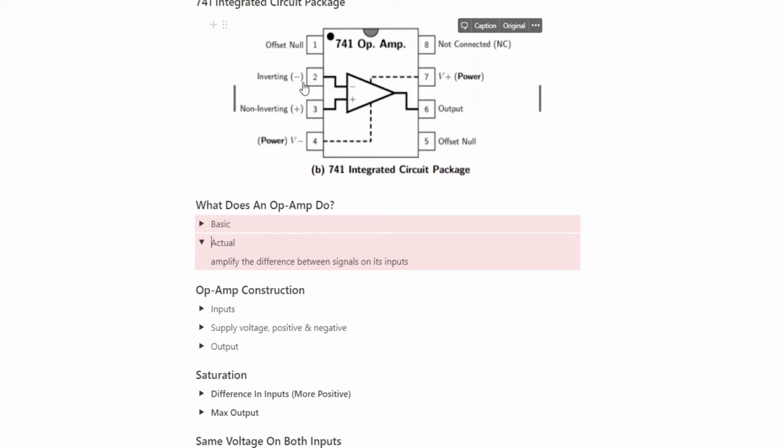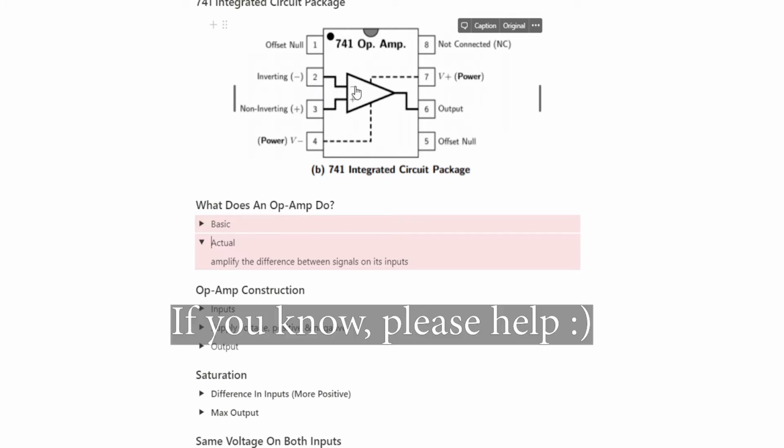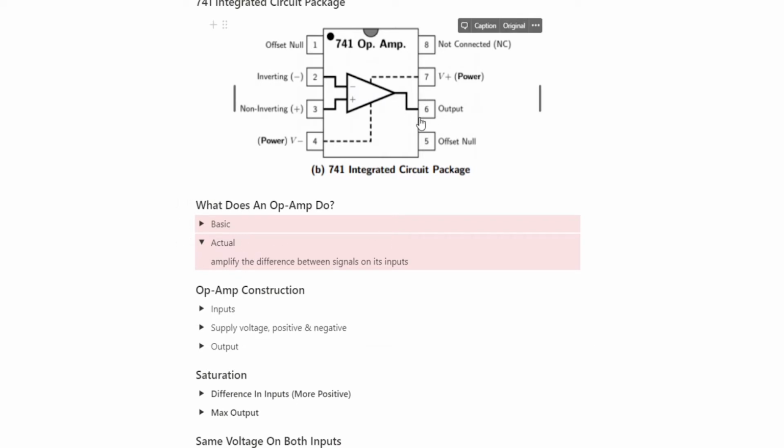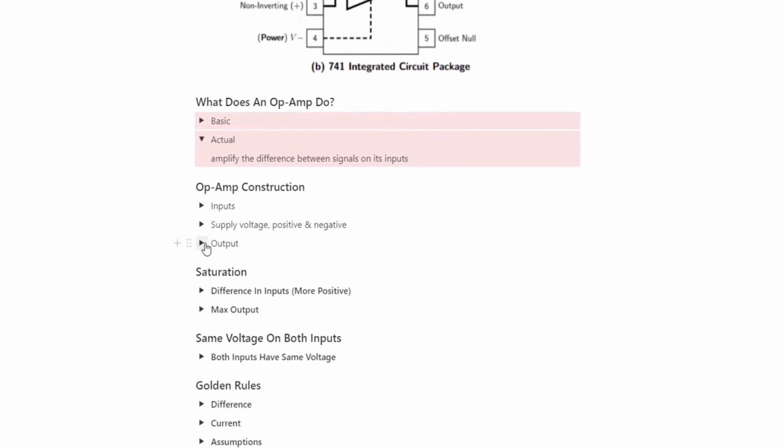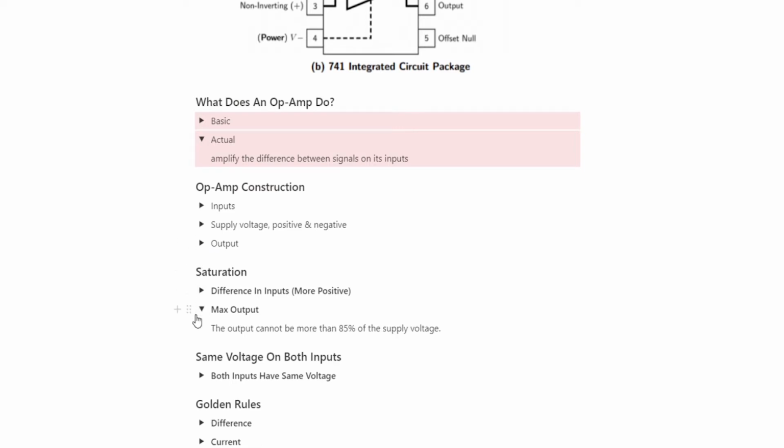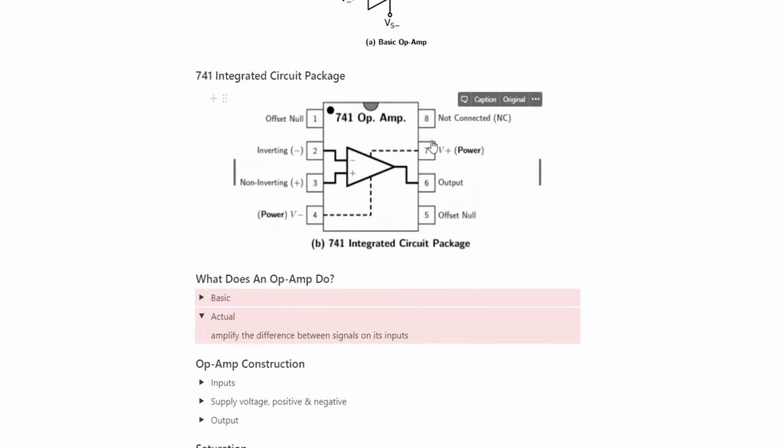Let's say the first is the case, 6 volts here and minus 6 volts here. That would mean you've got 12 volts between them. Okay, and then it amplifies that 12 volts to its output. But I know it can only output a maximum of 85%. The output cannot be more than 85% of supply voltage. Okay, so that's to do with the supply voltage, not inputs.